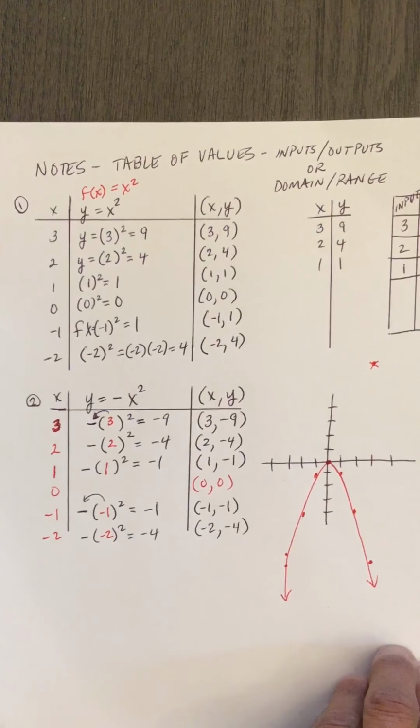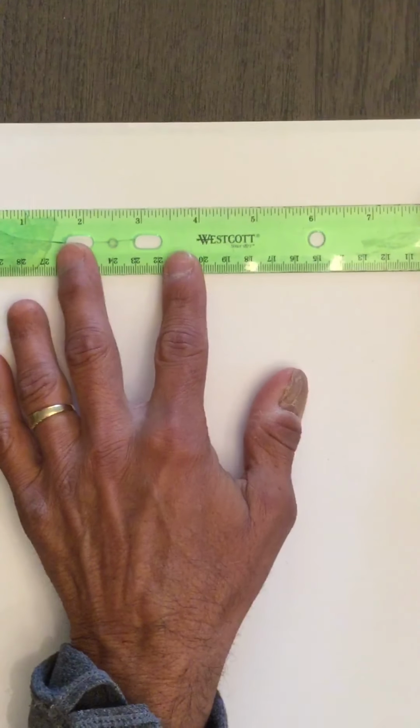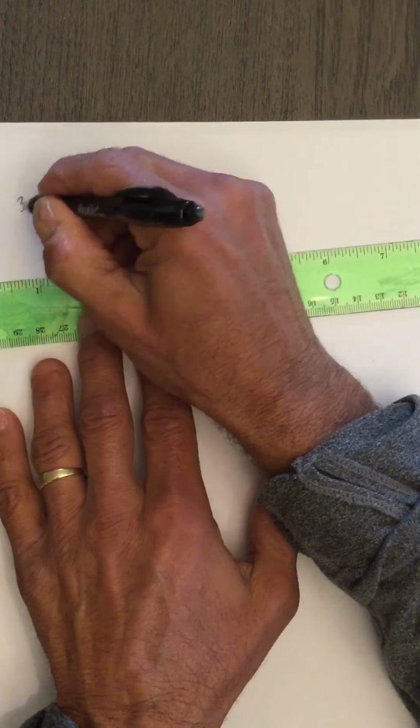Next, let's graph one more that's a little more difficult, okay? But same concept, all right? Let's take this and we'll call this problem 3.